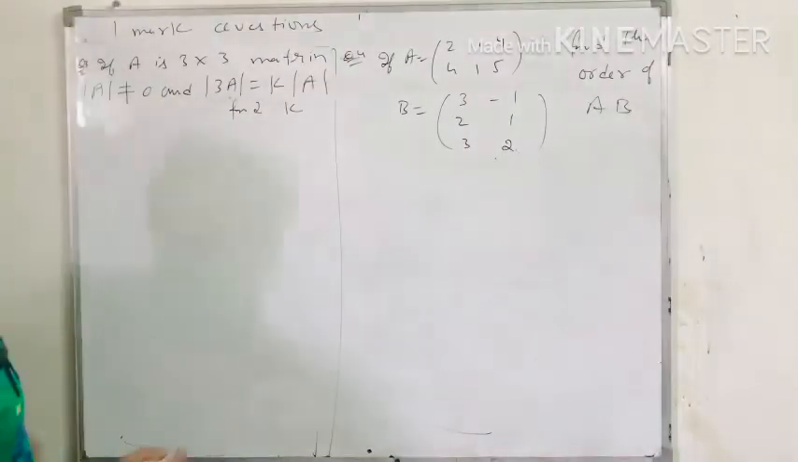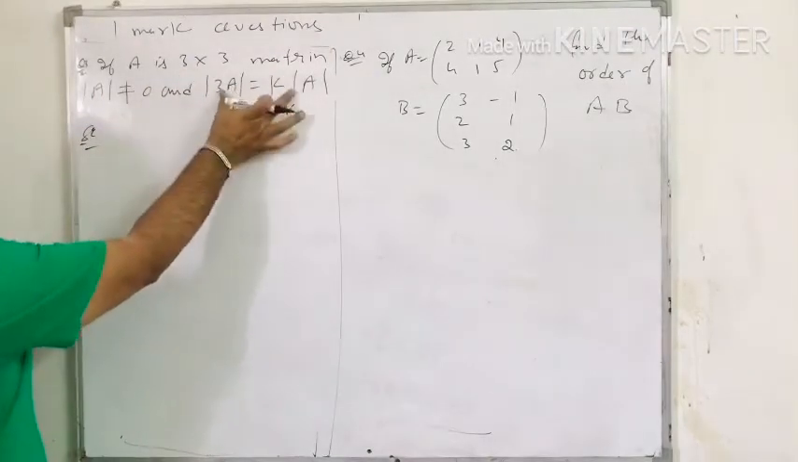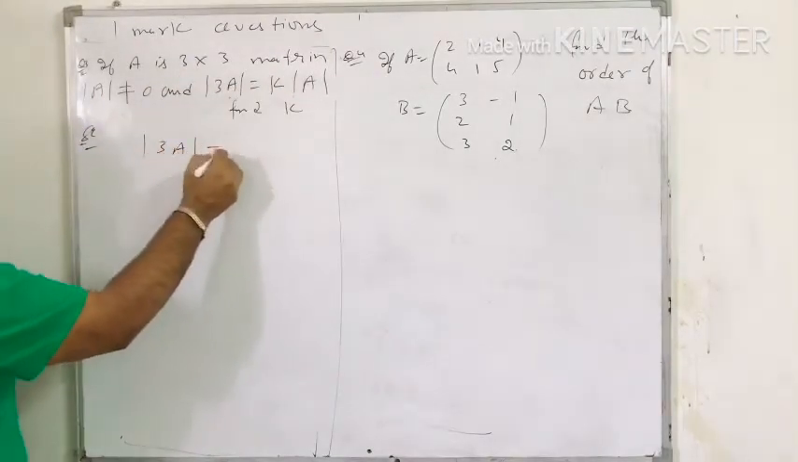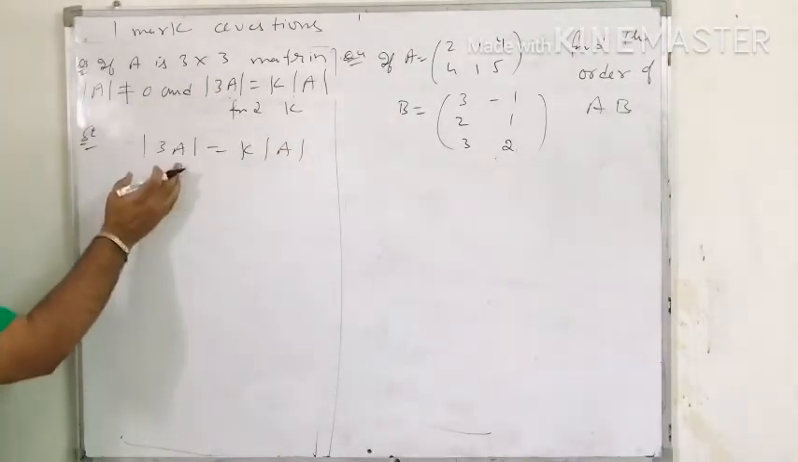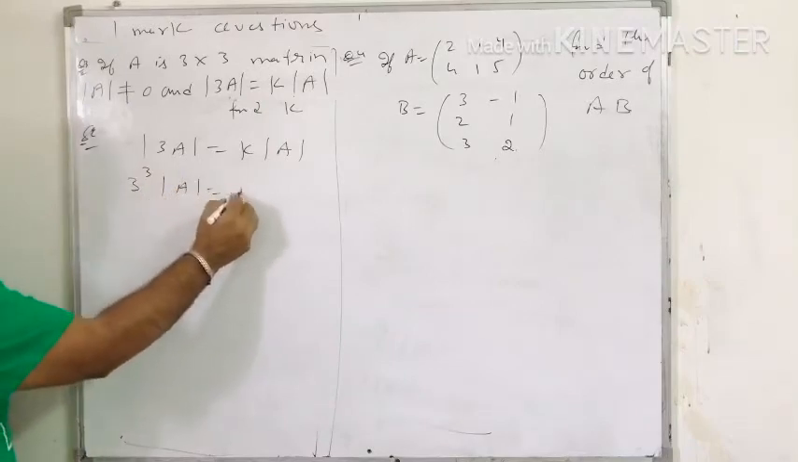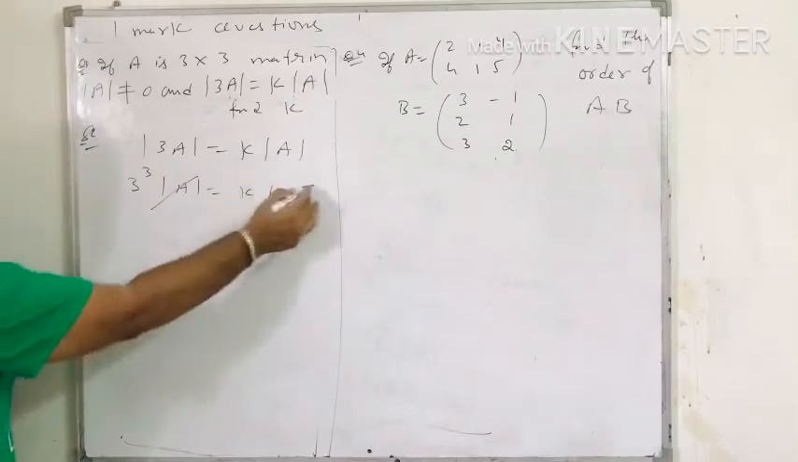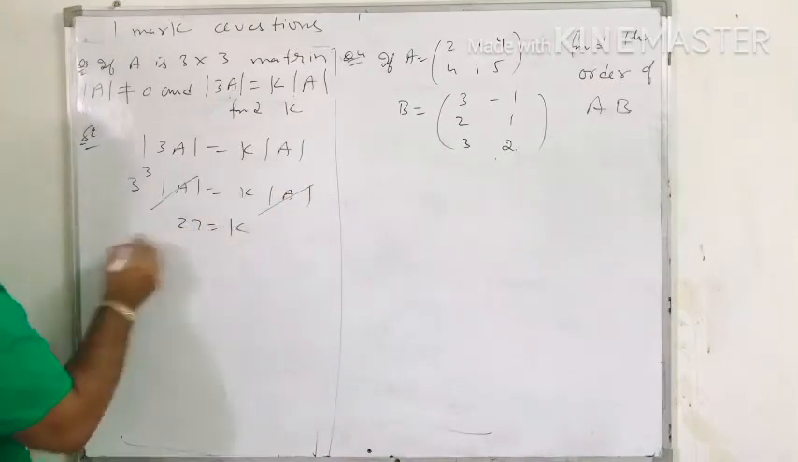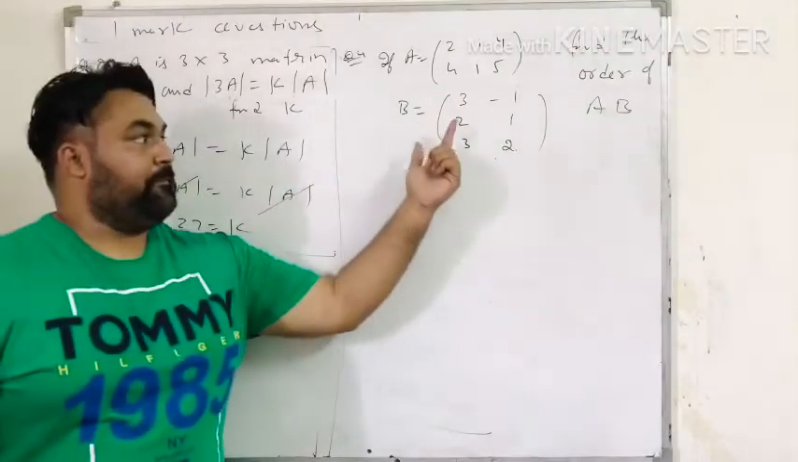Now the third question. A is a 3 by 3 matrix. The condition is this: determinant 3A equals k into determinant A. Now the order is 3 by 3. So the value of determinant 3A becomes 3 cube into determinant A equals k into determinant A. So determinant A cancels. 27 equals k.